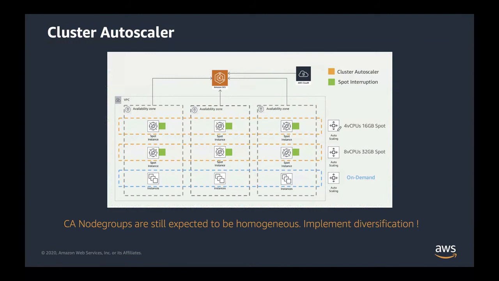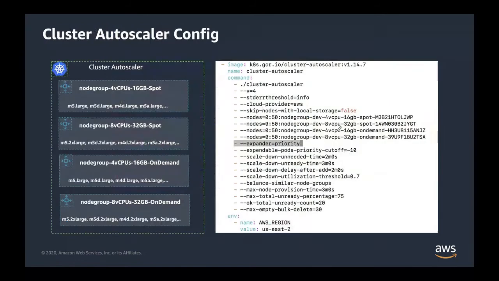Because one size doesn't fit all, you may have different node groups. Now this cluster autoscaler expects that inside a node group, all the instances will be homogeneous. That means they should have the same vCPU and the same RAM, which kind of breaks the diversification you talk about with Spot, right? So think about this. I have got 4 node groups here. These are the node groups I have here, right?